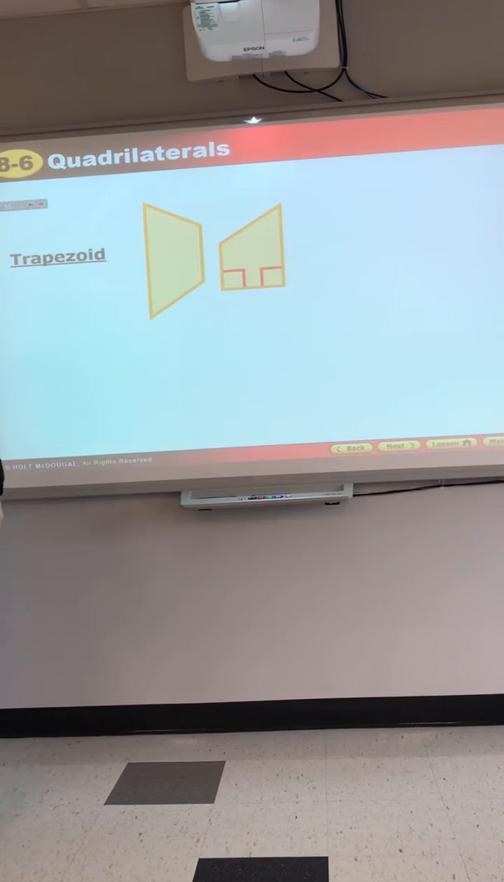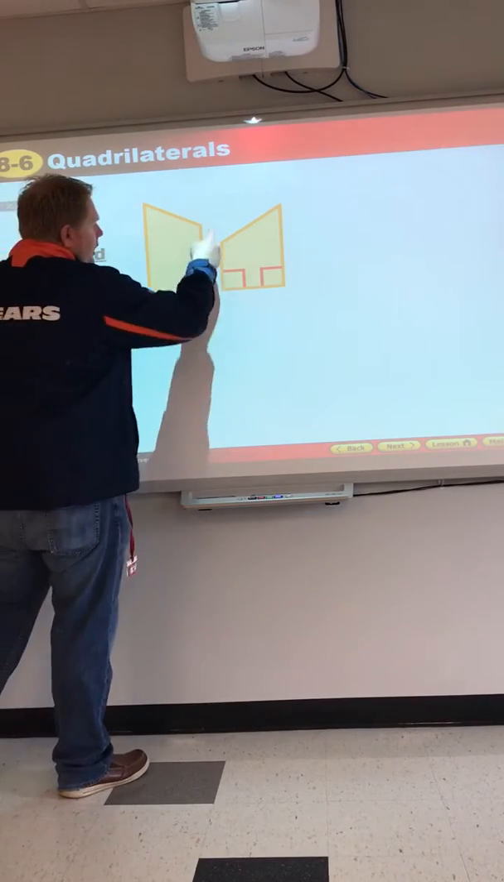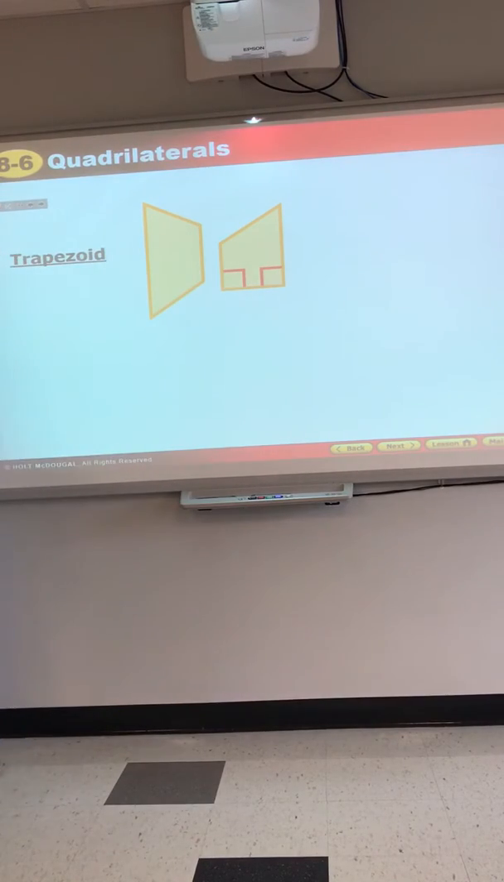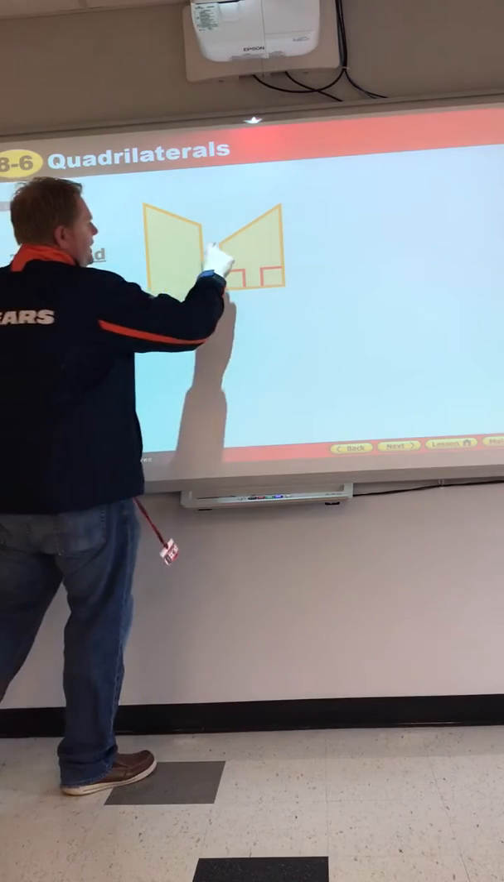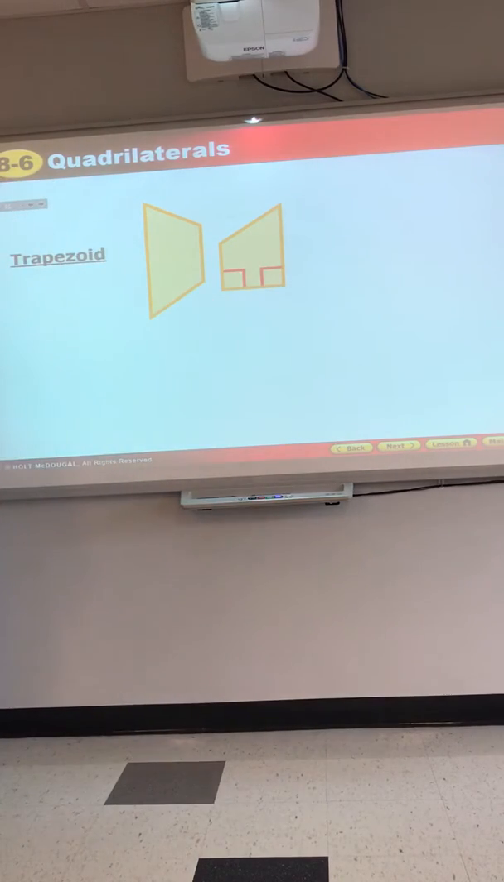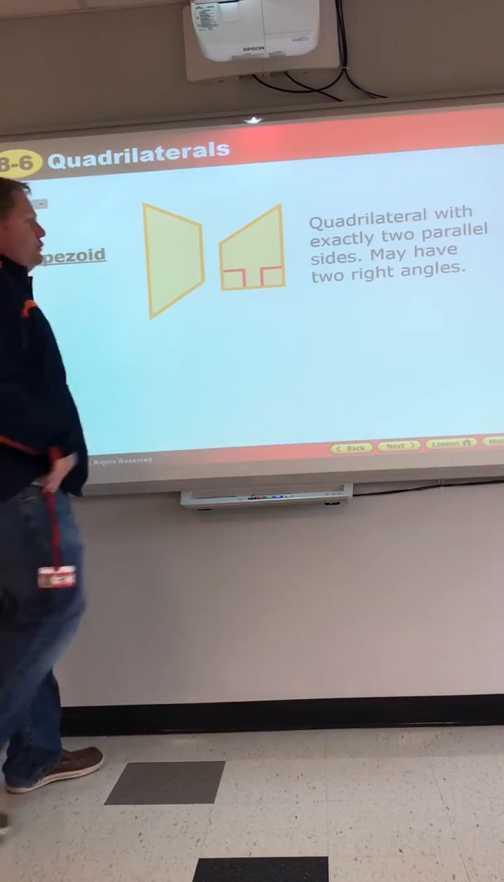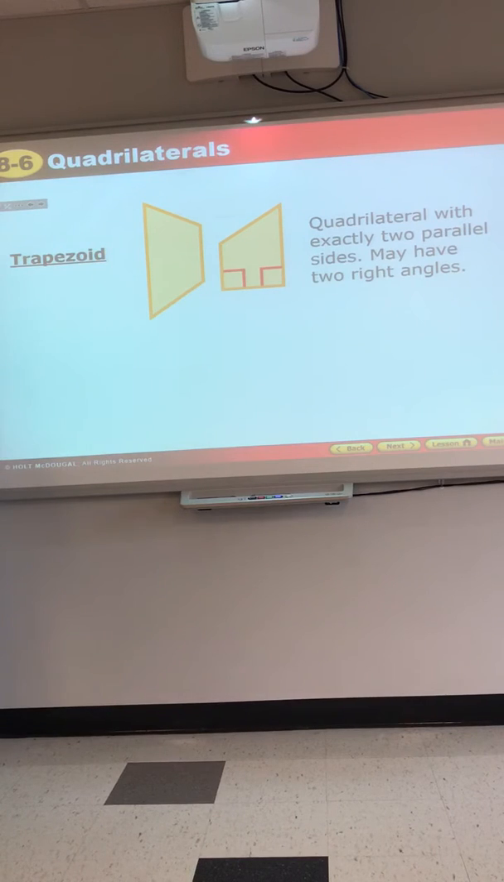Now the trapezoid. Trapezoids can be a little bit different. Trapezoids just have to have parallel sides. The other sides, they can't be parallel, but they don't have to both be angled, but they could. They don't have to be a straight and an angled. Said that backwards. They don't have to be an angled and a straight, but they could. So let's see what the book says. Quadrilateral with exactly 2 parallel sides. May have 2 right angles, but they may have none. So trapezoids could kind of be a tricky one.